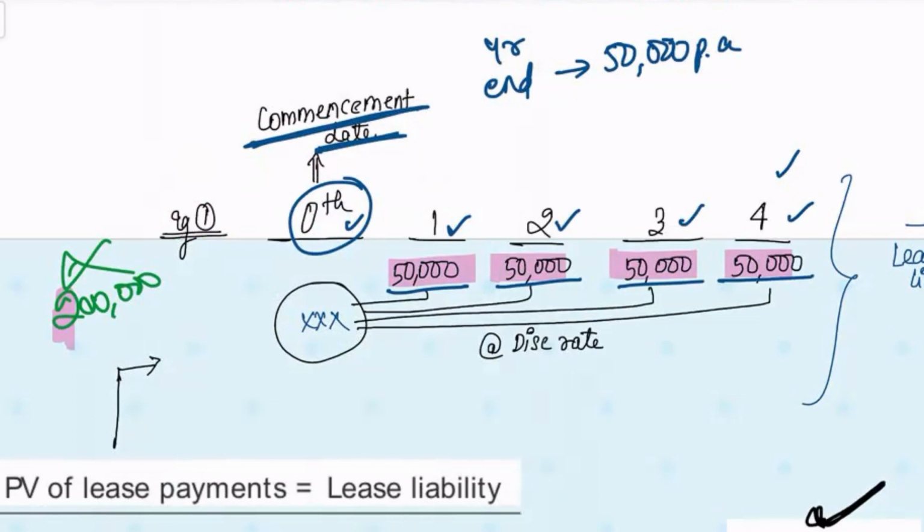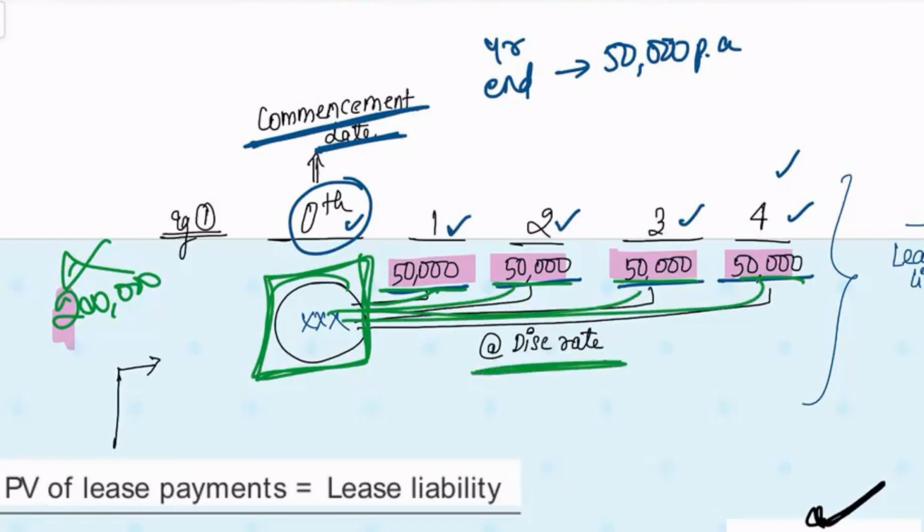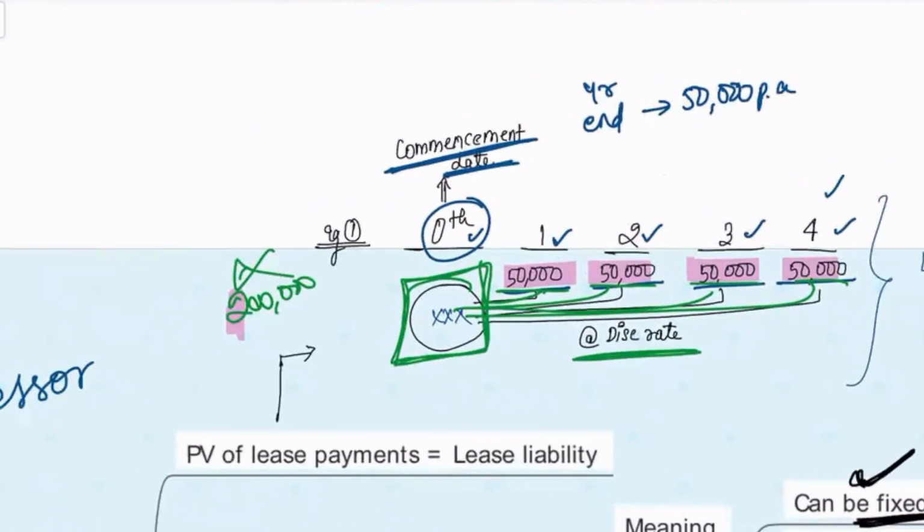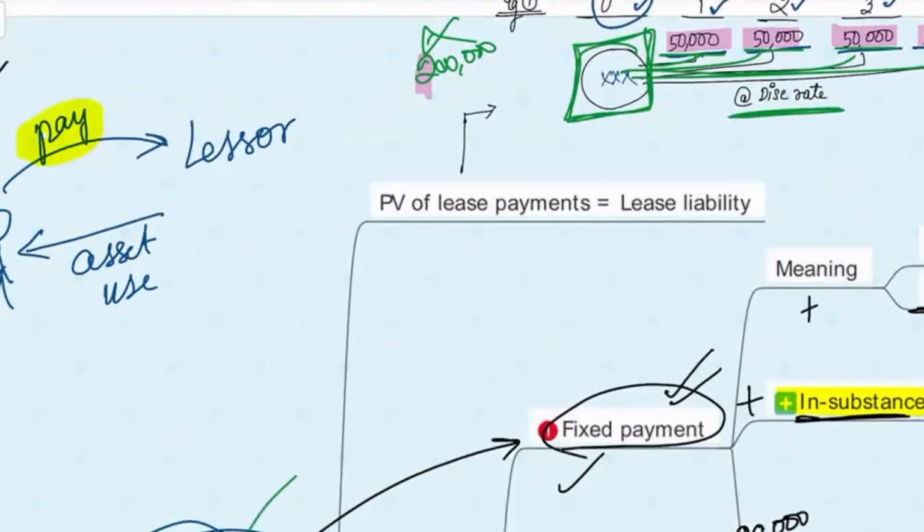So here what you are going to do is you have to bring all of these values to the present value, to the value today. Okay. So from the future, you have to pull up all these 50,000s to the present at a discount rate, and you have to record it in your books. So in your books, whenever you are recording these lease payments, you have to record the present value of lease payments, and the present value of all the lease payments will be known as your lease liability in the books.